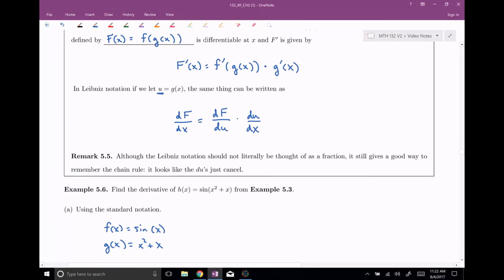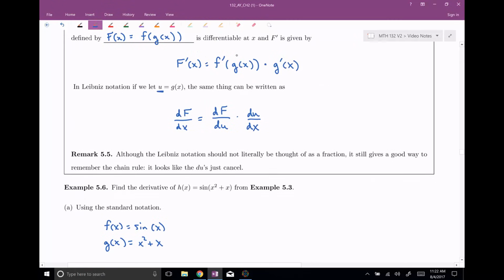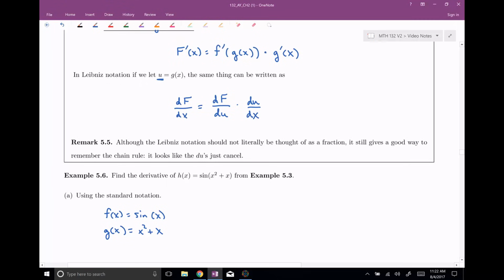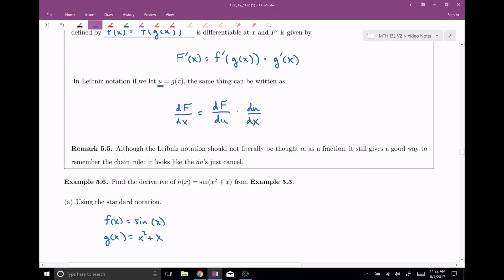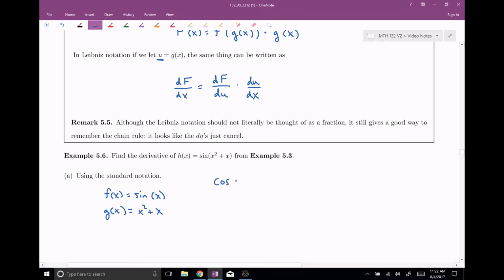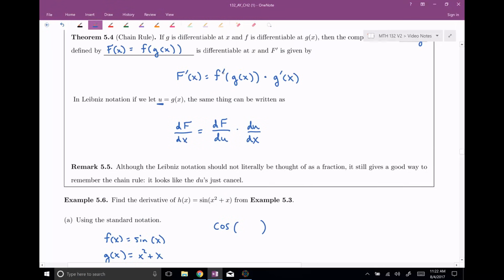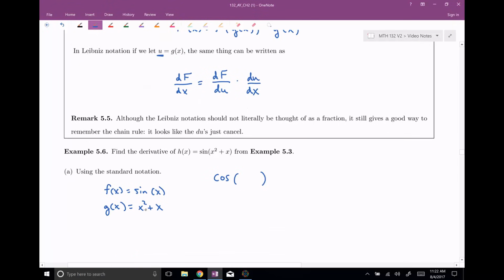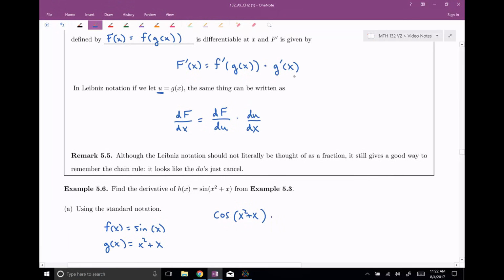Now, let me follow the formula right here. Okay, I want to take the derivative of this. So I'm going to take the derivative of f. The derivative of sine is going to be cosine. But now notice that this is not just f prime of x. It's f prime of g of x. So, instead of just x, I'm going to plug in x squared plus x, times the derivative of g of x.